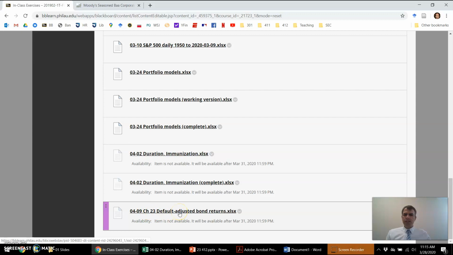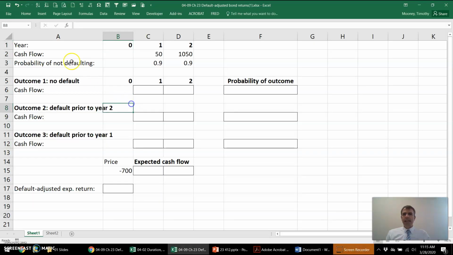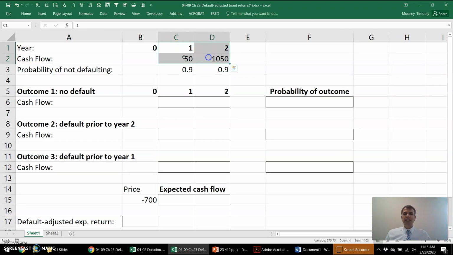April 9th, default adjusted bond returns. Looking at the top, it's a pretty simple bond. It's a 2-year bond, right? It looks like it has a 5% coupon rate paid annually. So there's really two cash flows. Year 1, we've got the coupon payment. Year 2, we've got the face amount and the final coupon payment.